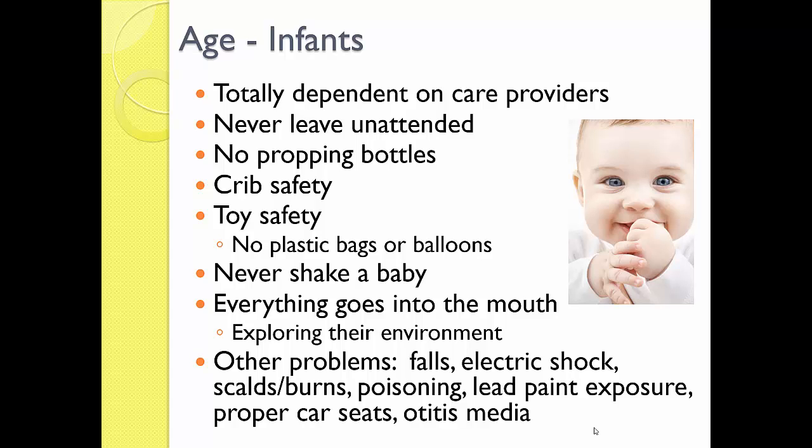So teaching parents how to modify the environment so that it is safe for them to be able to explore their environment. And then some other concerns: falls, as they're getting closer to that 1 year age and learning how to walk, and lots of concerns there. Electric shock, if they're getting a hold of electrical cords, again, everything goes into their mouth, so that's a concern. Scalds or burns, getting a hold of hot water, so make sure the bath water is a safe temperature. And then poisoning, make sure there are child locks on all the cabinets, so they shouldn't be able to get into those high risk poisoning items.